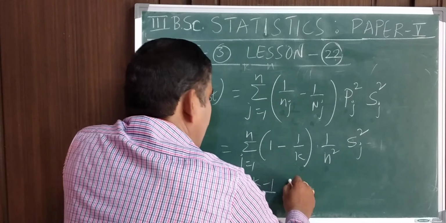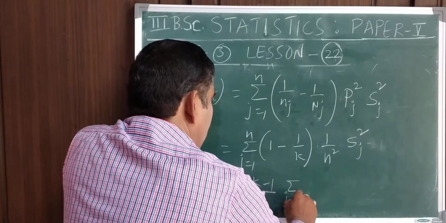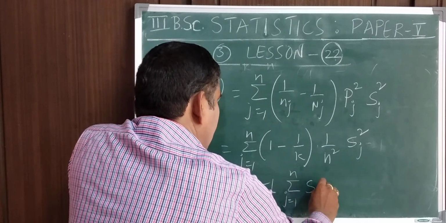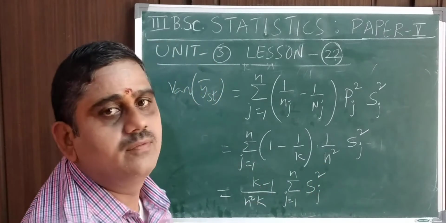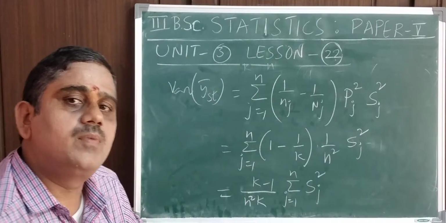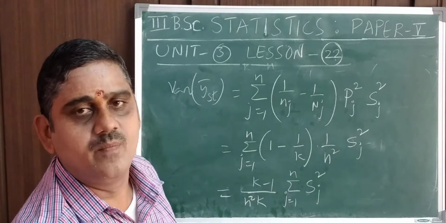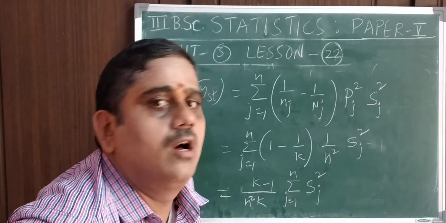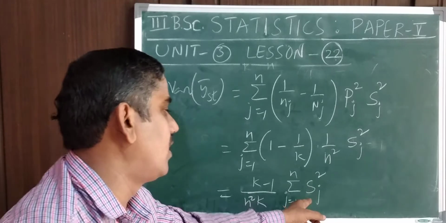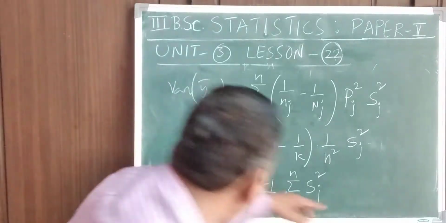N square multiplied by summation j is equal to 1 to n. The only term that depends on the summation is Sj square. So I have given the formula of Sj square as well. What is the formula of Sj square?